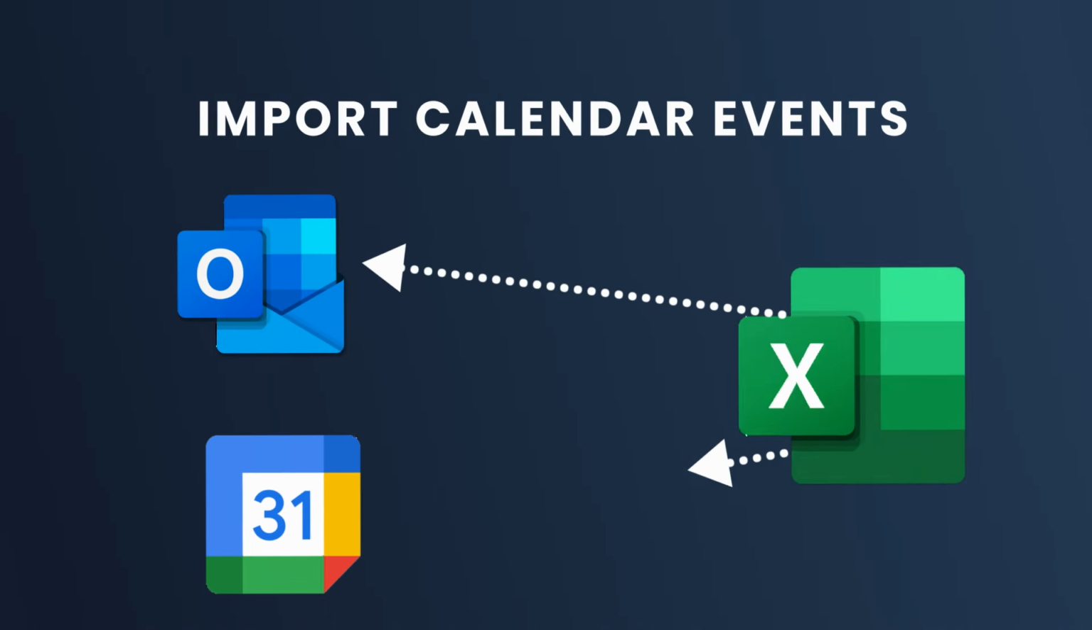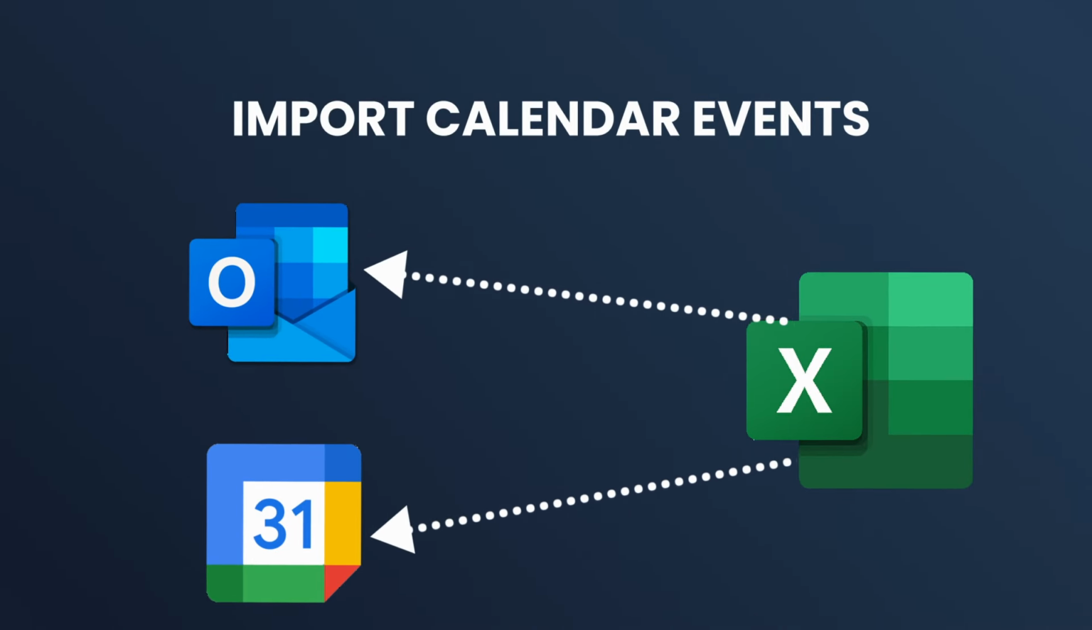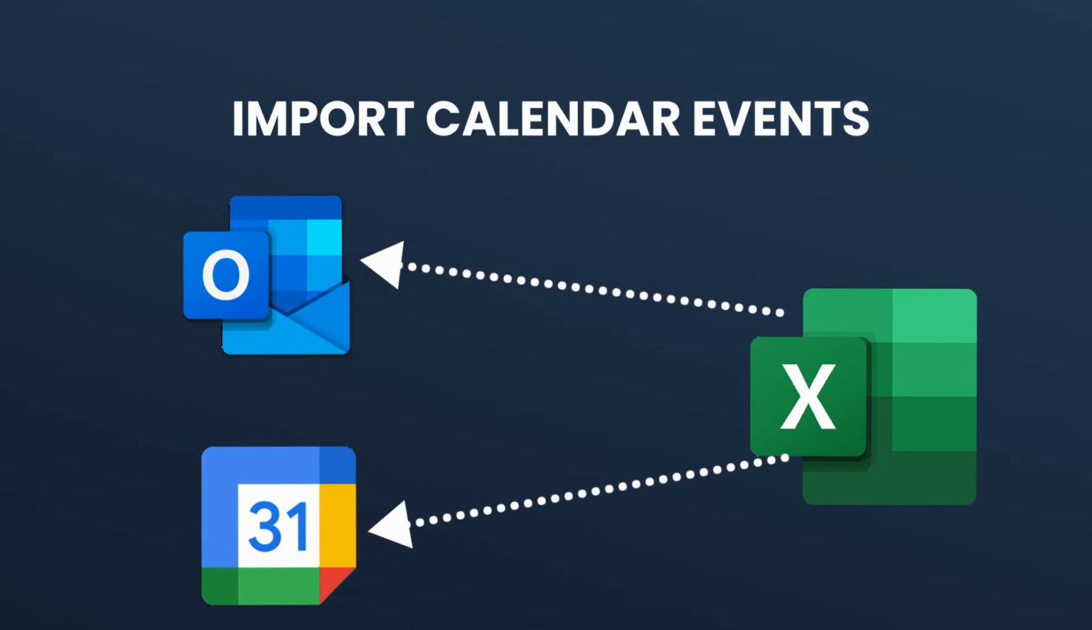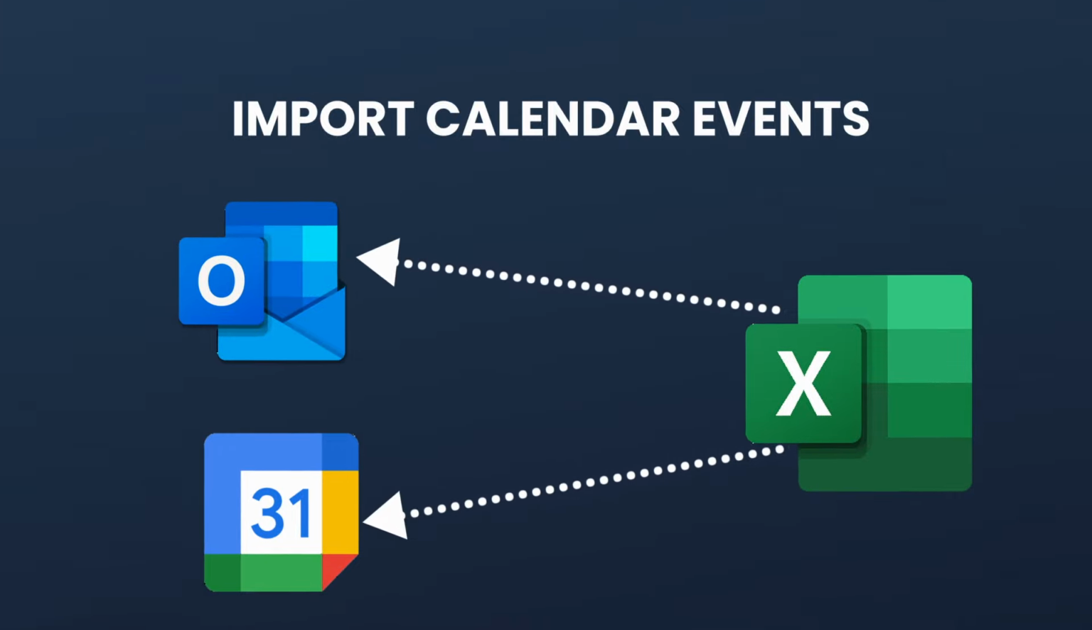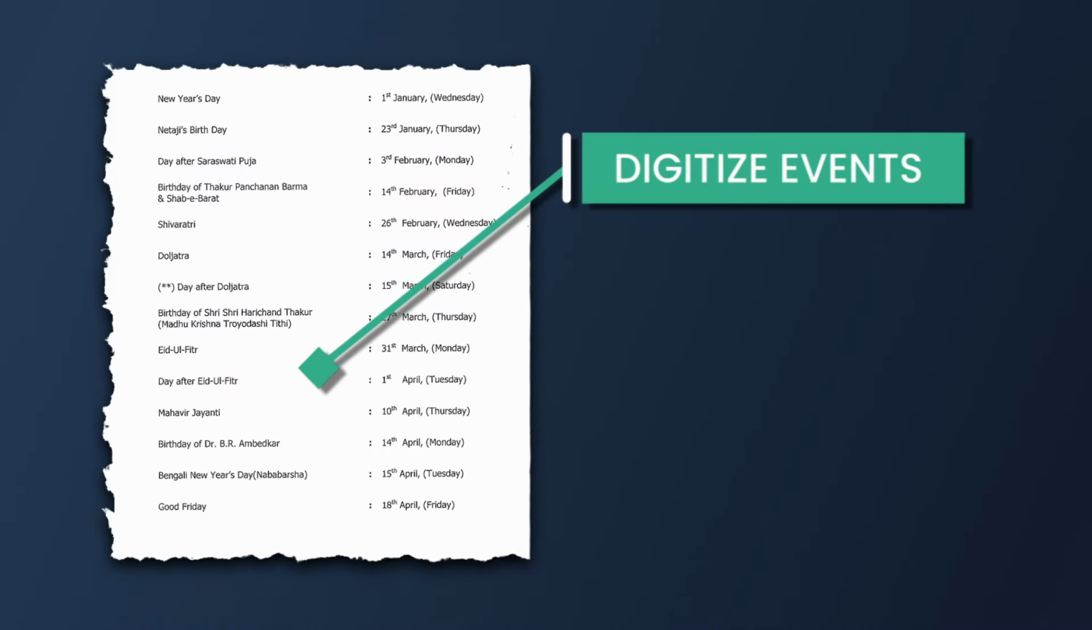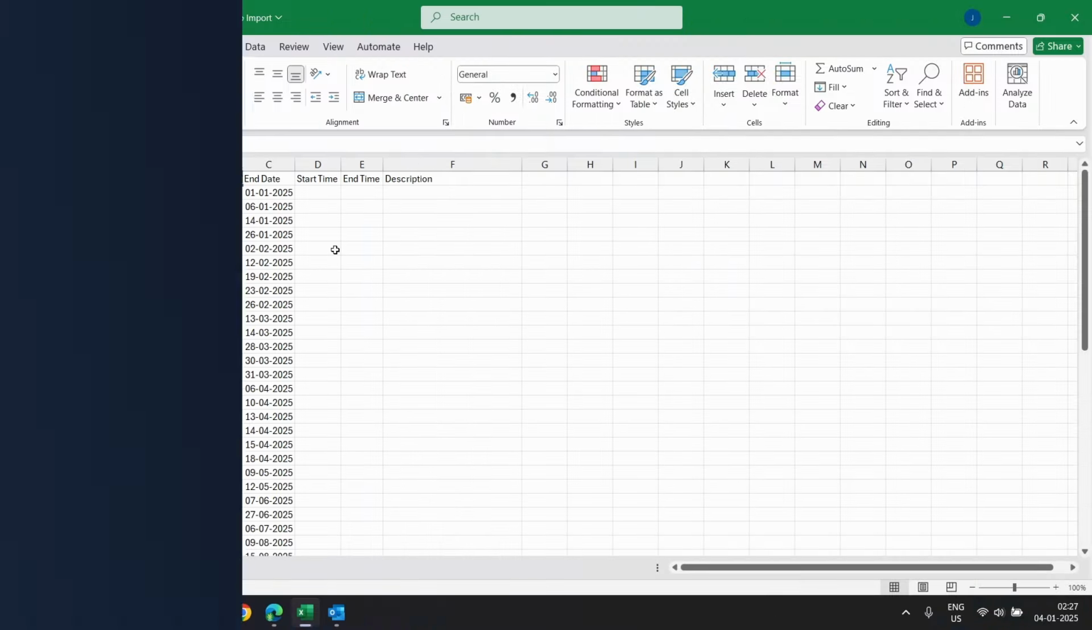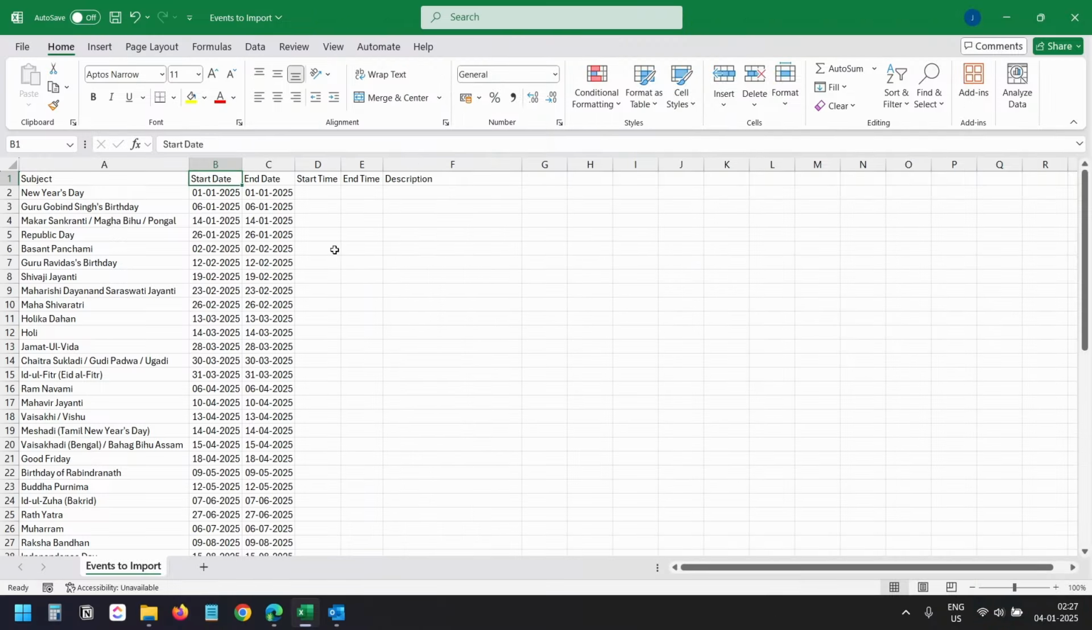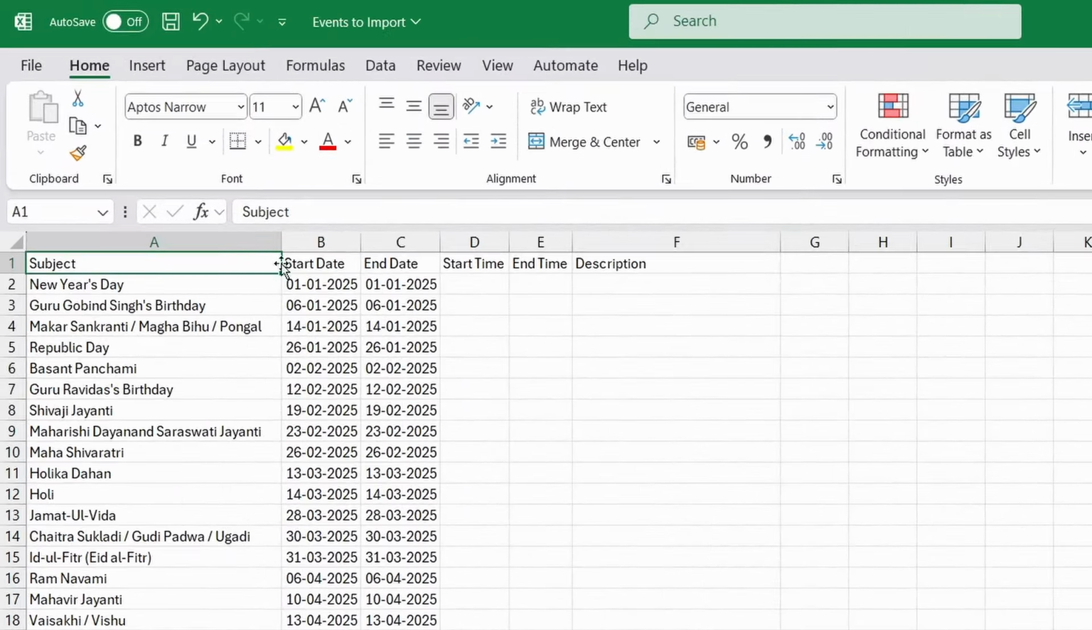In this video, you will see how to import events from Excel to Outlook Calendar and Google Calendar. At the end of the video, I'll demonstrate a process for digitizing events from a paper or PDF to your online calendar. This is the Excel file where I have all the events with the event name, start date, end date, start time, end time, and description.